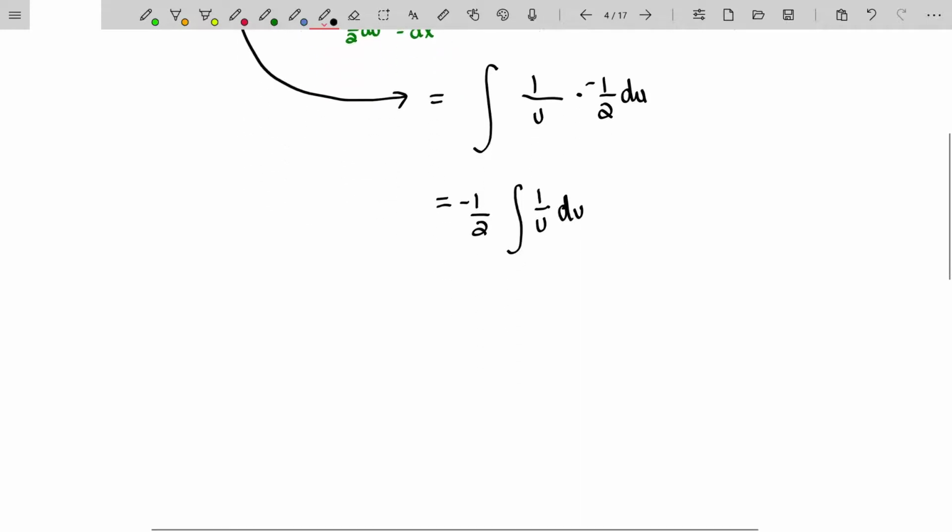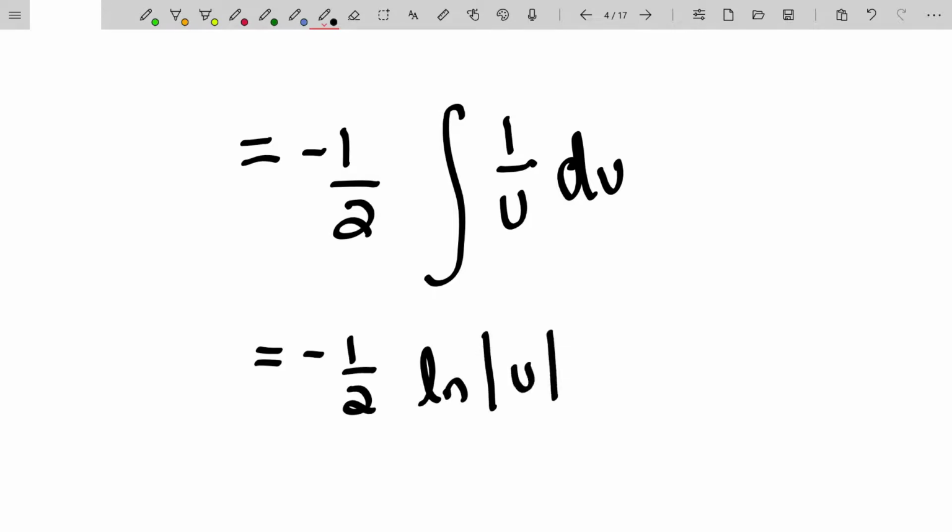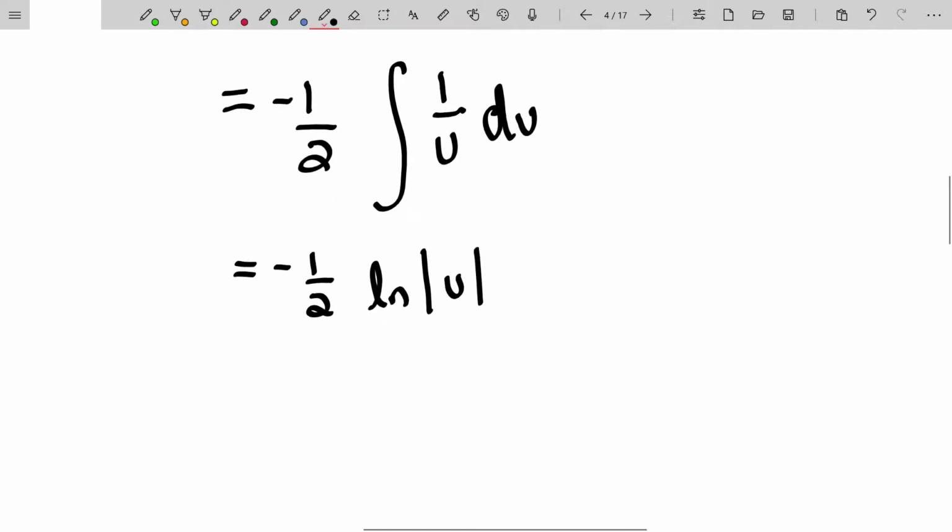And the antiderivative of 1 over u, which is one of the ones I told you in a previous video is one of the most important antiderivatives you can face, is going to be the natural log of the absolute value of u. Be very careful there. That absolute value is incredibly important. And then don't forget we have plus a constant of integration.